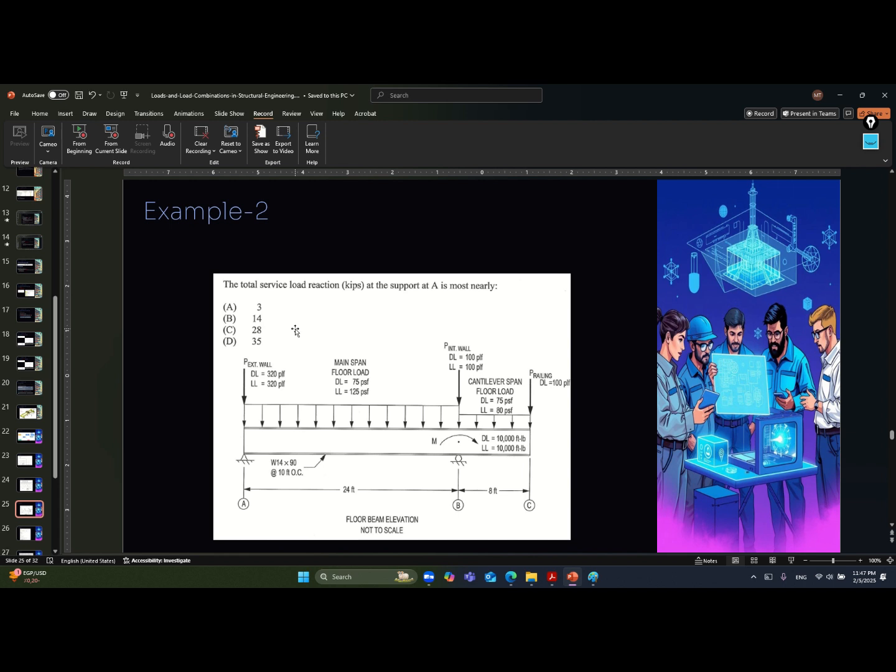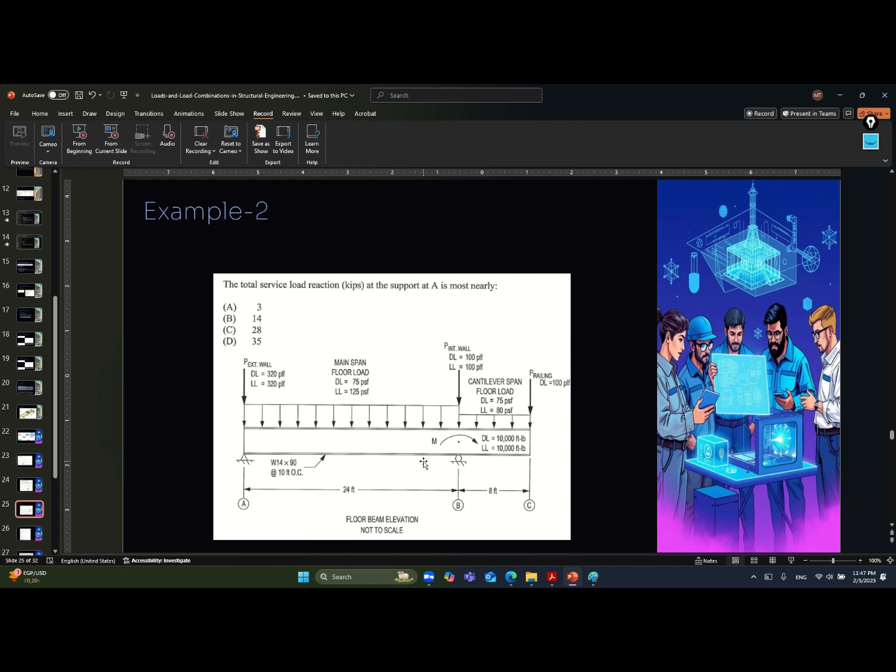Example 2 is an easy one. Also, he asks what is the total service load reaction at support A. So that is the support. It is a hinged roller. It is statically determinate. So you should apply the equilibrium equations.